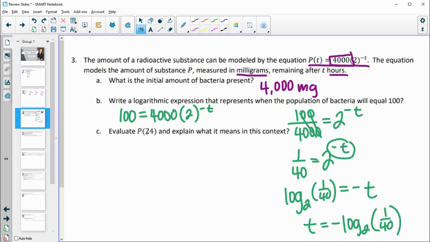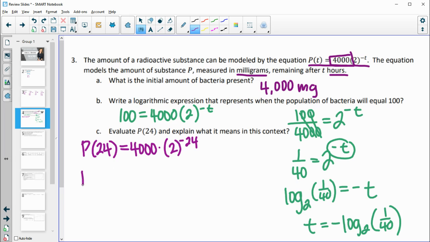Then part C says evaluate P of 24 and explain what it means in context. So here we're just going to go back to our original equation and plug 24 in. So P of 24 equals 4,000 times 2 to the negative 24. So then you can just type this in your calculator. So 4,000 times 2 to the negative 24.